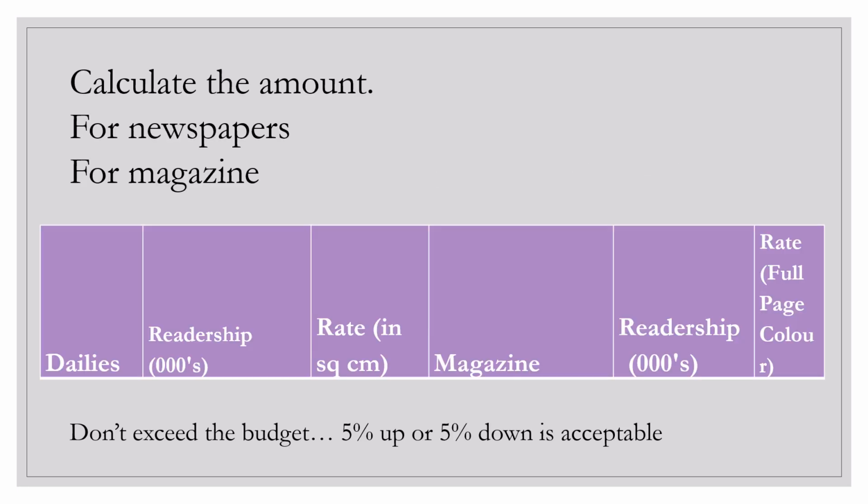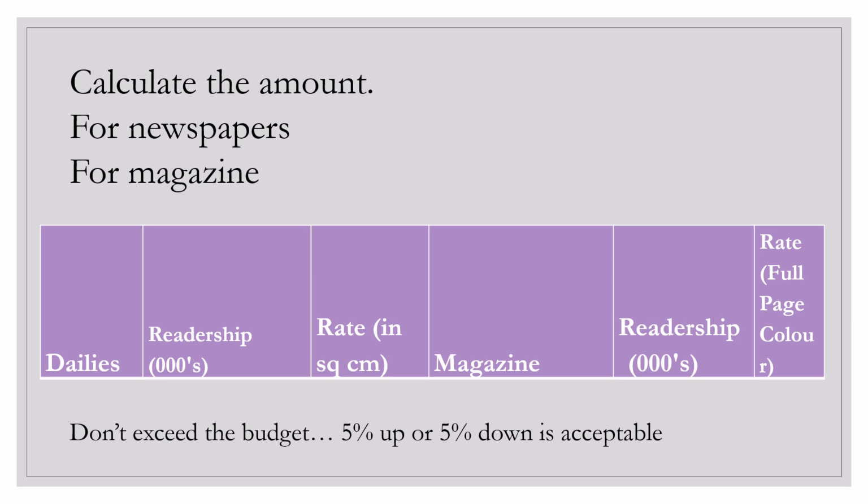Decide the number of insertions for the medium selected. Now, this you have to use your common sense on how many times you want to put the ad as a media planner in a particular media vehicle, in a particular newspaper or a particular magazine. The idea behind this is that you need to spend the 3 crores in a successful manner so that you can reach the maximum target audience.